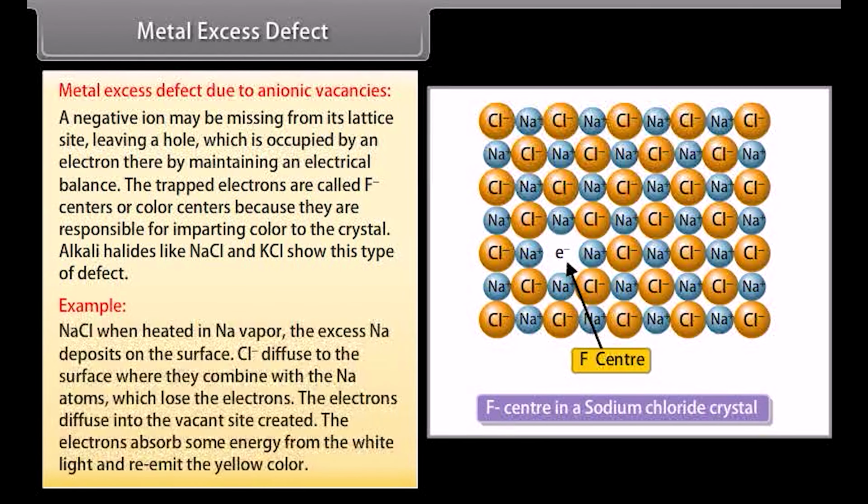Example: NaCl when heated in Na vapor, the excess Na deposits on the surface. Cl- ions diffuse to the surface where they combine with Na atoms, which lose electrons. The electrons diffuse into the vacant sites created. The electrons absorb some energy from the white light and re-emit the yellow color.